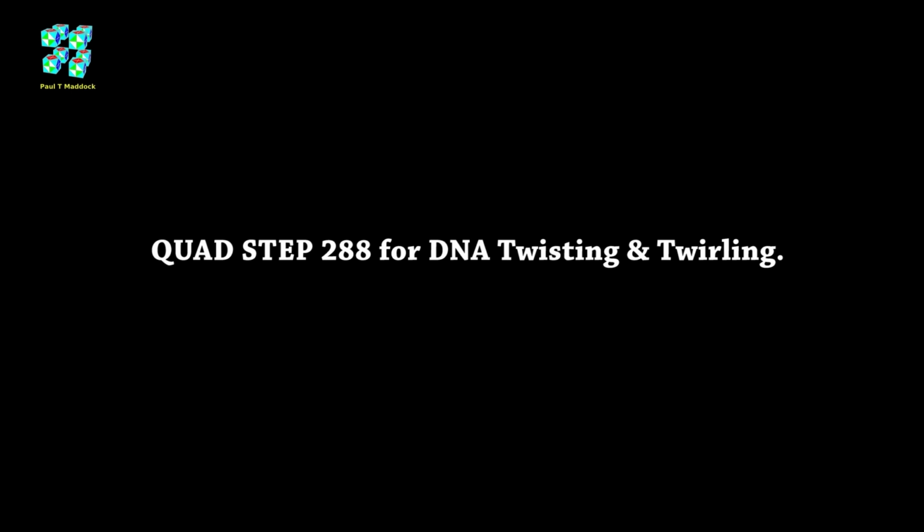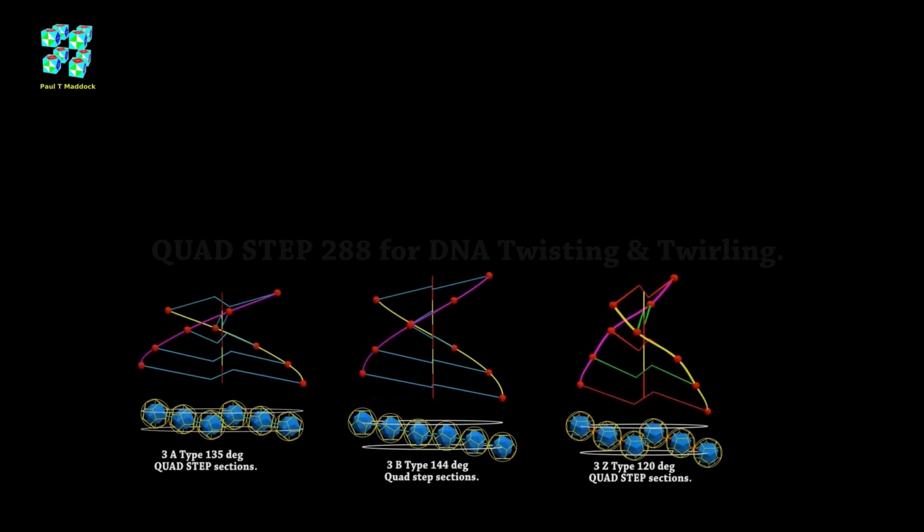I've got another new video to show you, and I'm gonna call this Quad Step 288 for DNA twisting and twirling. In my last couple of videos, I've shown a new discovery of mine which I call Quad Step phyllotaxis. After doing more research, I found that this could make a hierarchical system, a linkable hierarchical system. Okay, let's go back to the DNA again.